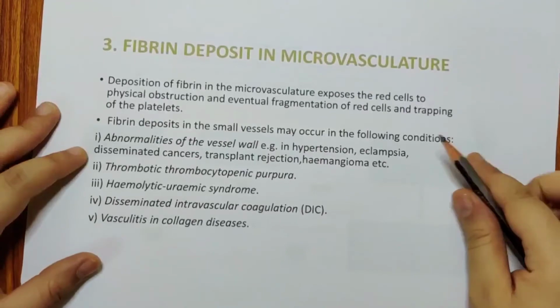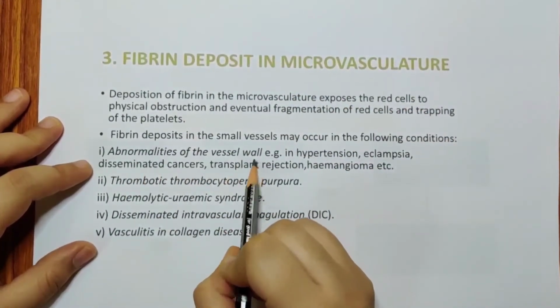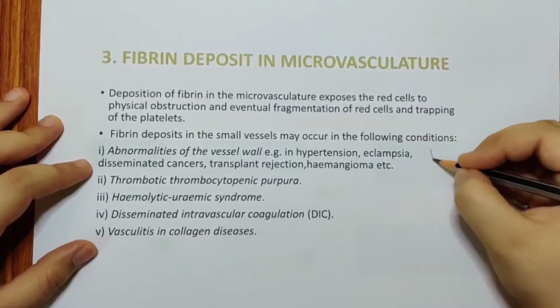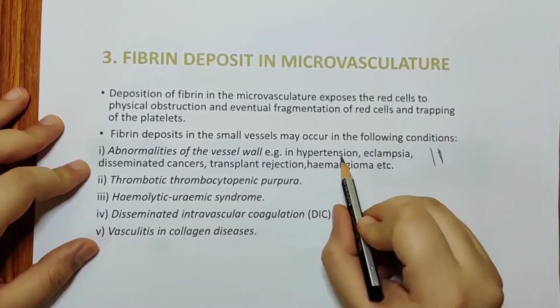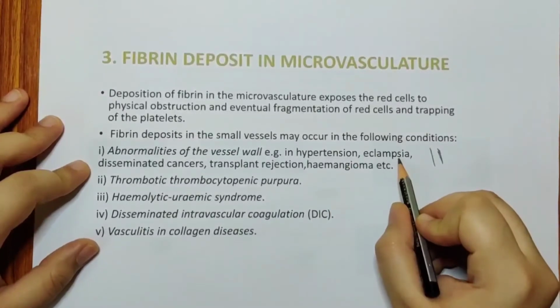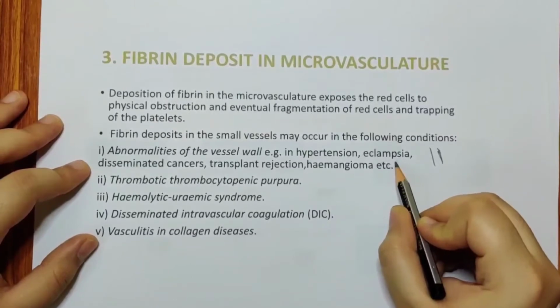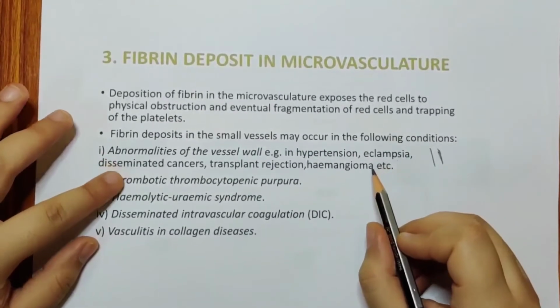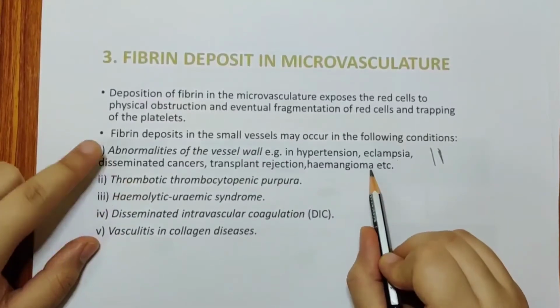What are the conditions where we see fibrin deposits? Number one, abnormalities in the vessel wall. If the vessel wall itself has some abnormalities, this can be due to hypertension in pregnancy, which is known as eclampsia, disseminated cancers, transplant rejection, and hemangioma.